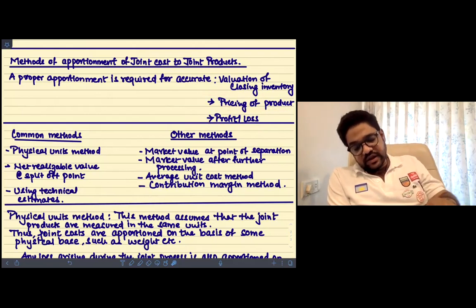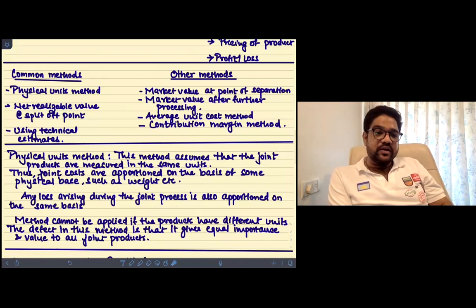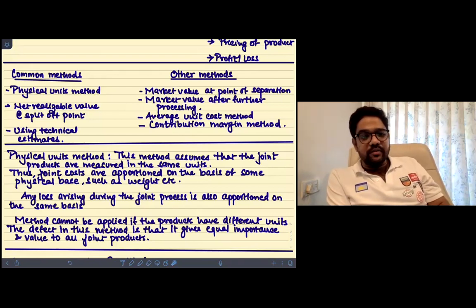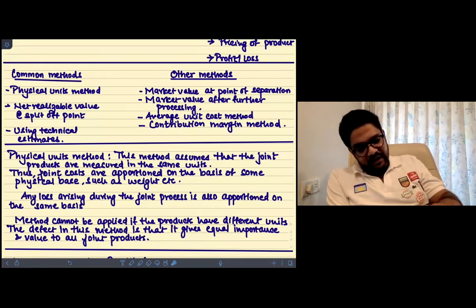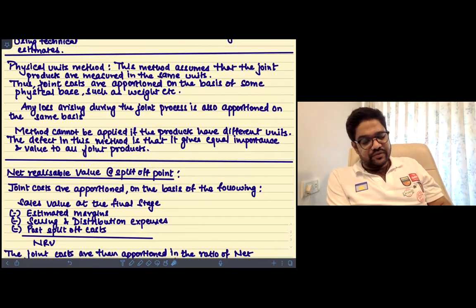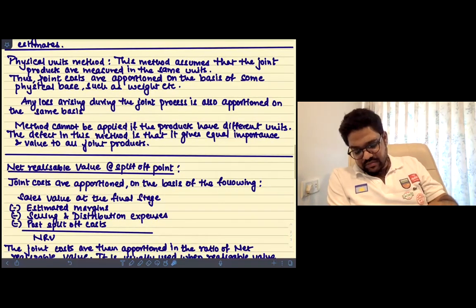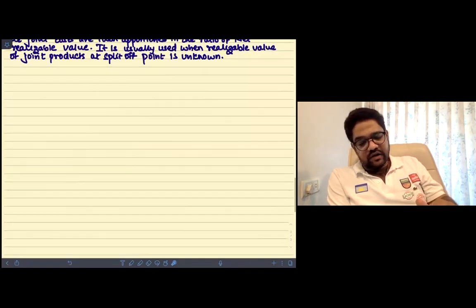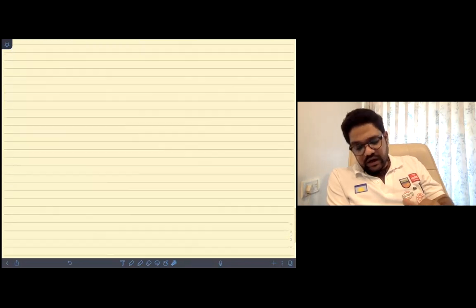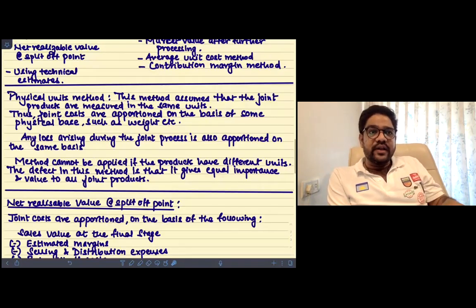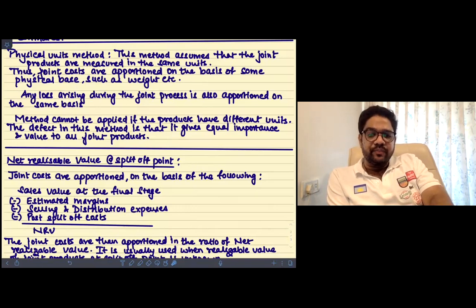Okay, so that's one. And now, what are the methods? We have some common methods and other methods. We have seen all of the common methods, and we have seen other methods as well. These methods, the physical units and net realizable value, are basically the ones that we have already done in our notes. So these are already there, so you don't have to worry about what is in here. Is that clear?